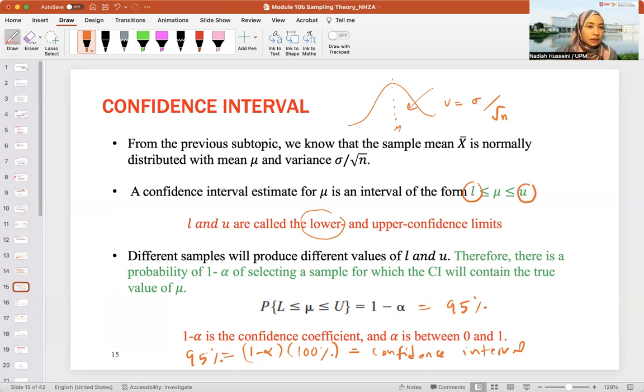And then from here, I can look at the CDF table, and from the CDF table, I can specify this value. We'll look at that later. But what we need to know here first is that 1 minus alpha is the confidence coefficient. 1 minus alpha times 100 is the level of confidence, because our confidence is in percentage. So you multiply this with 100, you would get this percentage. And alpha must always be between 0 and 1 because it's a probability. Okay, so those are the definitions, or the terms.